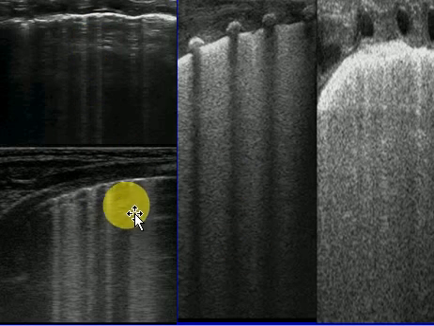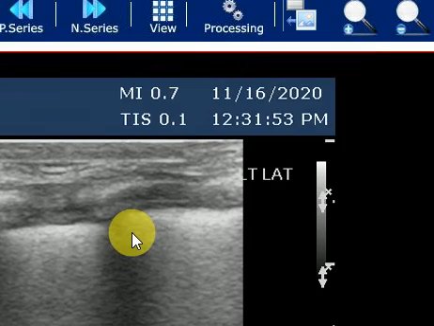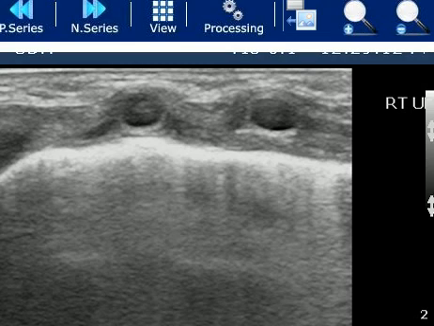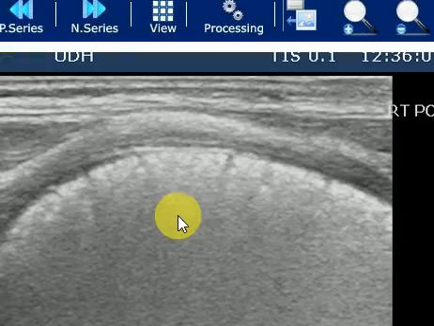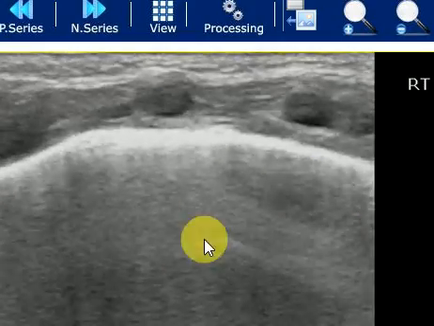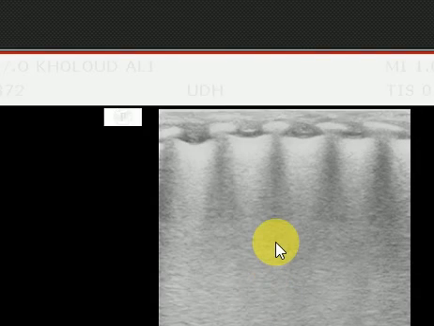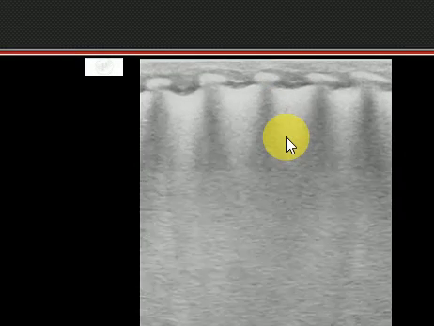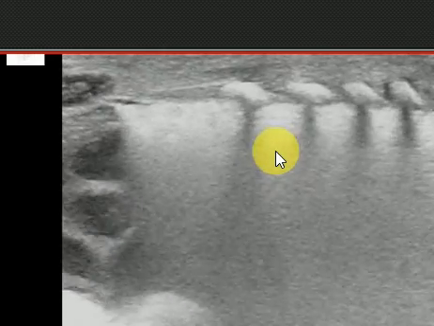Also, this is compact B line. AIS is this, compact or white lung. See, this AIS, convert B line more than two spaces. This is white lung. This is comet tail B line, convert B line. This AIS. This is compact B line, white lung.